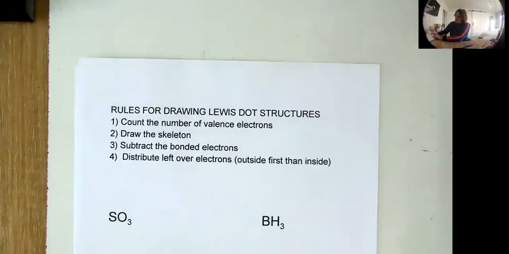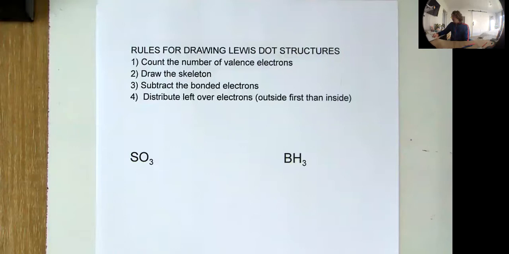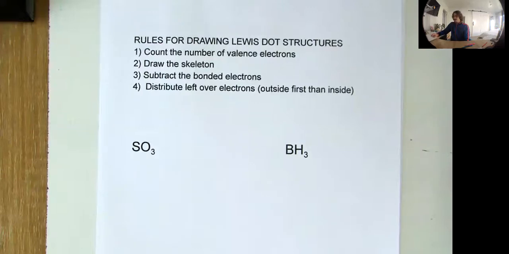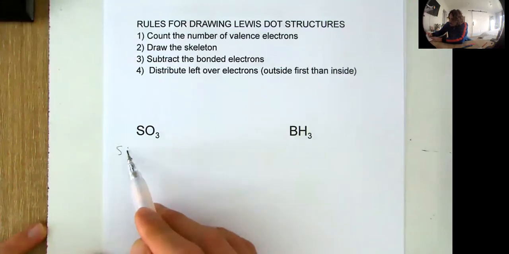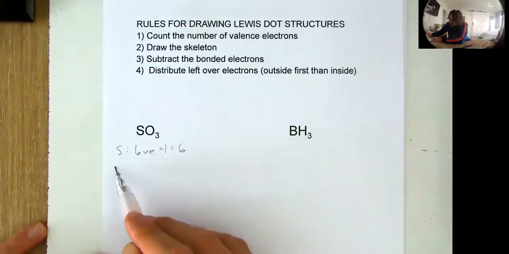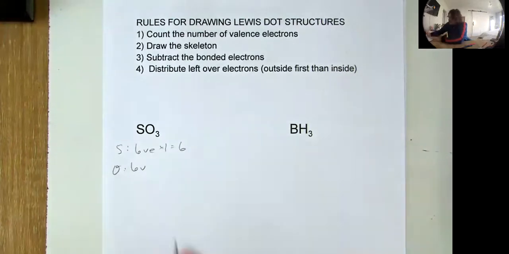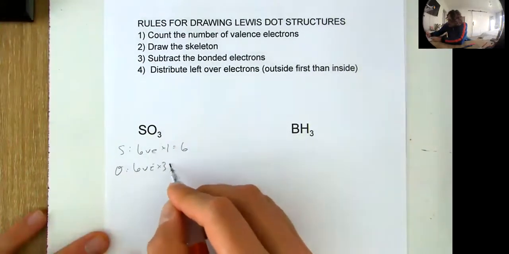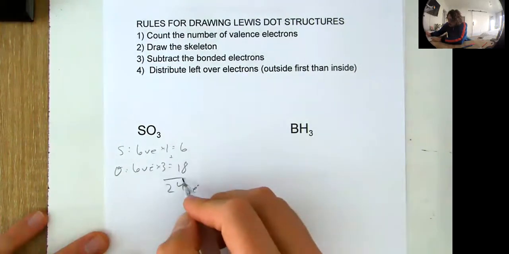Okay, rules for drawing Lewis dot structures. Okay, we're going to be doing more examples. So S for sulfur. Remember, sulfur can hold 8, 10, or 12 valence electrons. So sulfur brings in 6 valence electrons. There's one of them, so that means there's 6 valence electrons for sulfur. Oxygen brings in 6 valence electrons as well. And there's 3 of those, so that's a total of 18. If we add them together, that's a total of 24 valence electrons that we need to account for when drawing this Lewis structure.